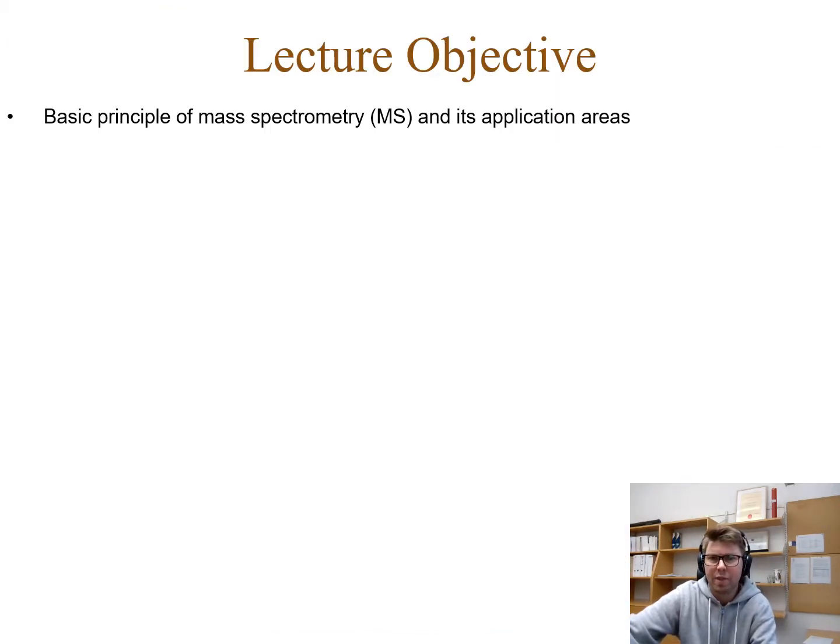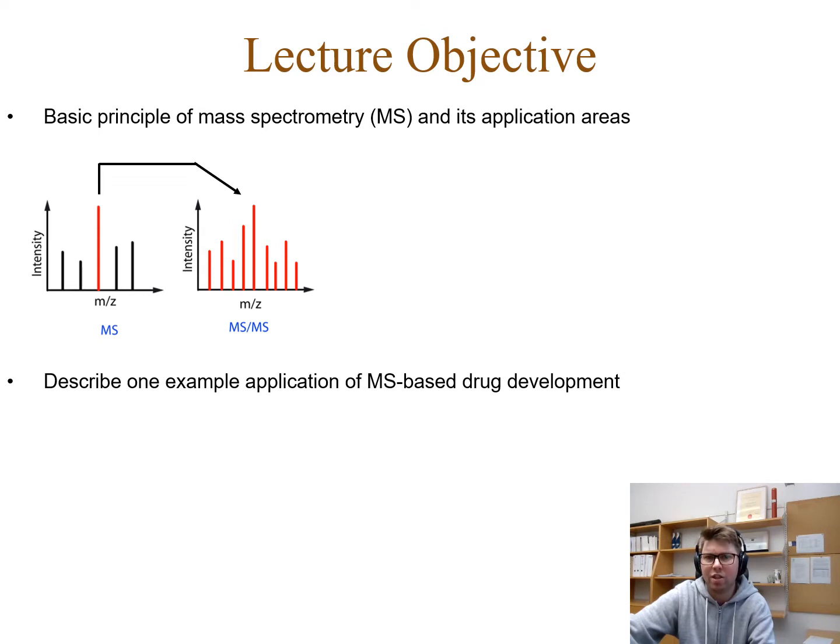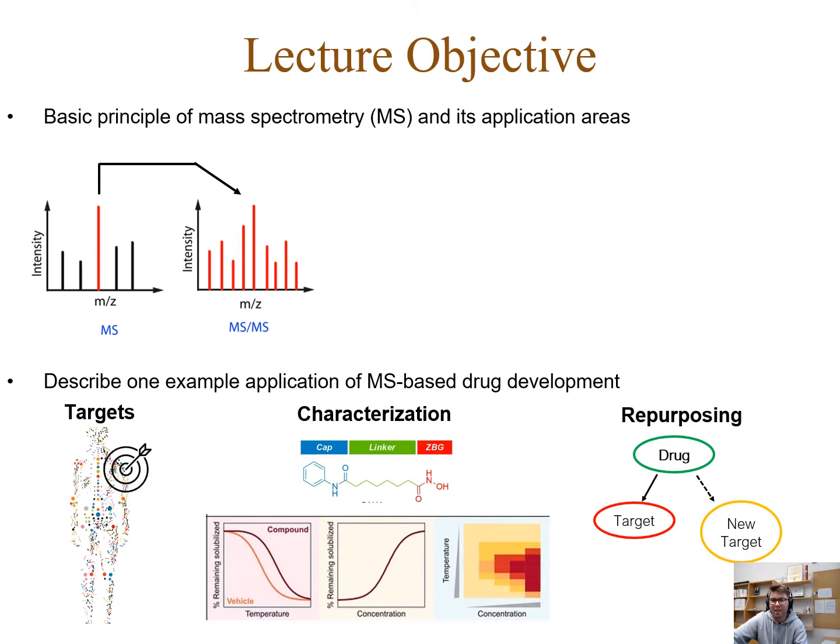So the lecture objectives, what you're expected to learn and account for after this lecture. You're expected to learn about the basic principles of mass spectrometry and its application areas. You're also expected to be able to describe one application of mass spectrometry-based drug development. And the examples I will talk about relate to drug target identification, characterization of drugs, and finally repurposing of drugs.